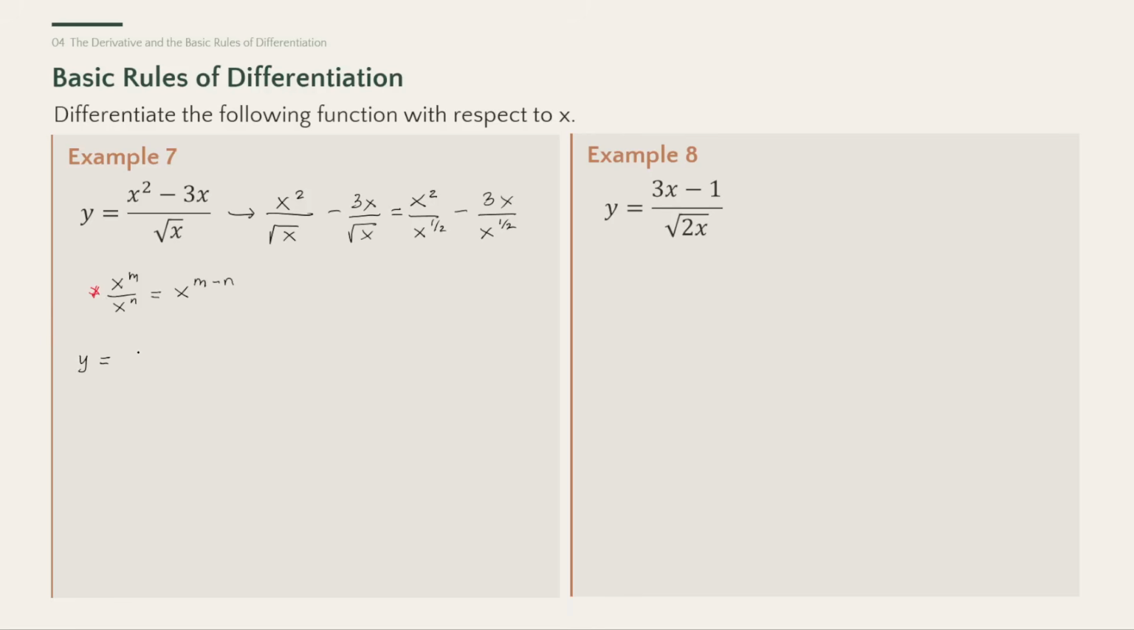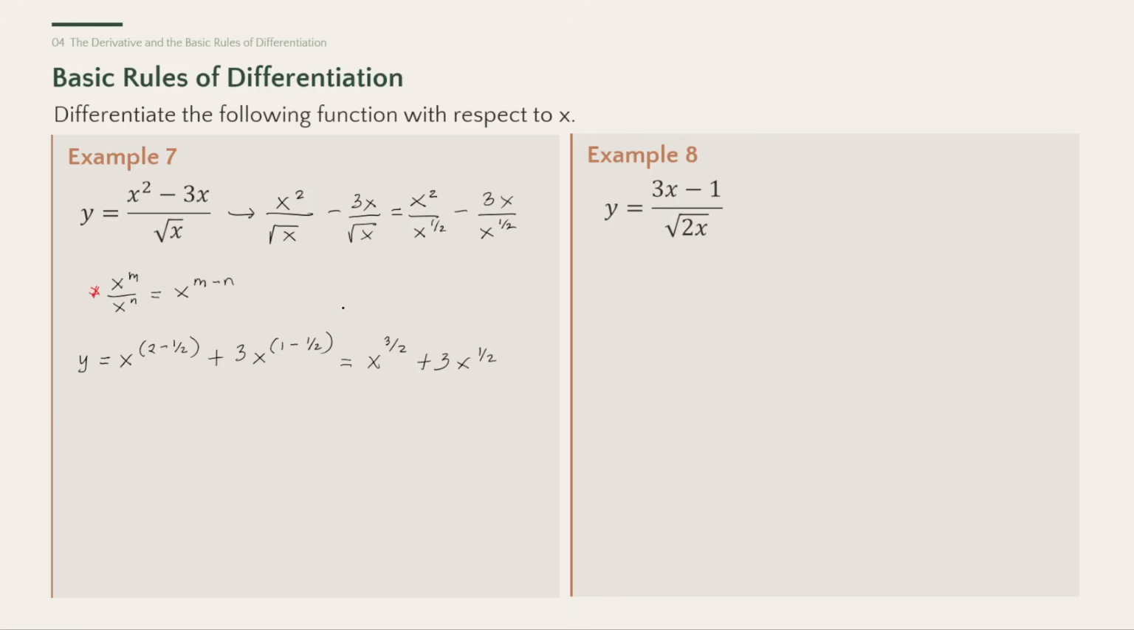Therefore, the 3x will not be affected on the second term. So on the first term, we have x squared, and then we subtract the denominator's 1/2. The second term, 3 will not be affected, but x, the coefficient of the numerator is 1. Then we subtract the 1/2 from the denominator. Therefore, x raised to 2 minus 1/2 is 3/2. And then 1 minus 1/2 is 1/2.